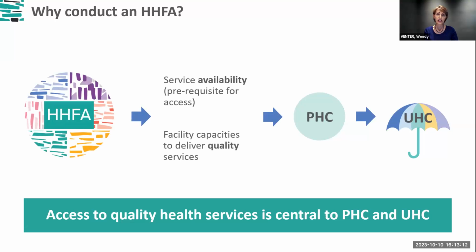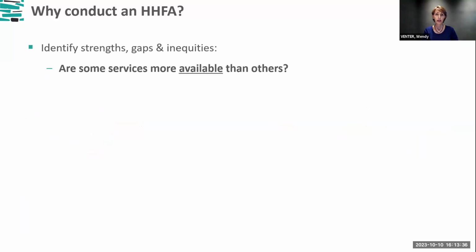We've already said that the HHFA assesses service availability, which is a prerequisite for access, and we also assess the capacities of facilities to deliver quality services. So in this sense, the HHFA can help a country provide information so that they get a good sense of the strengths and the weaknesses and the gaps and also inequities in the health service delivery system. So let's take a look at how the HHFA can provide some of this information.